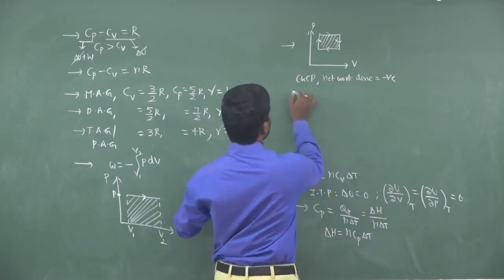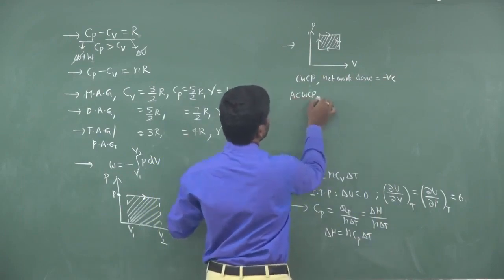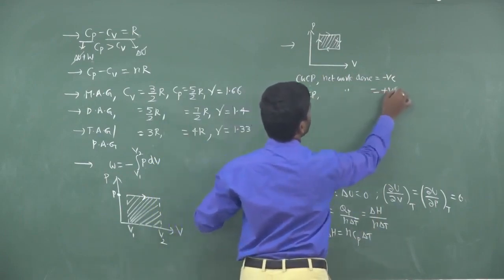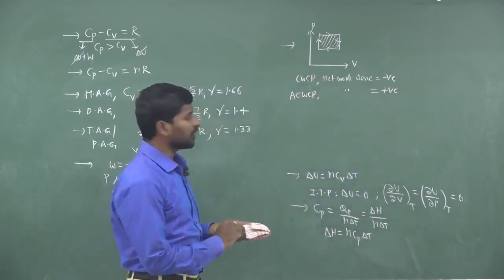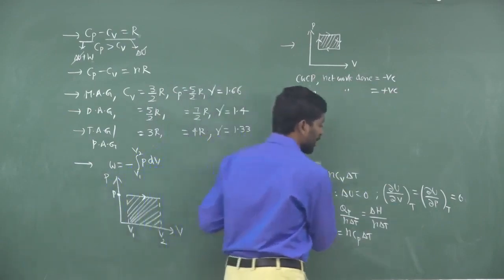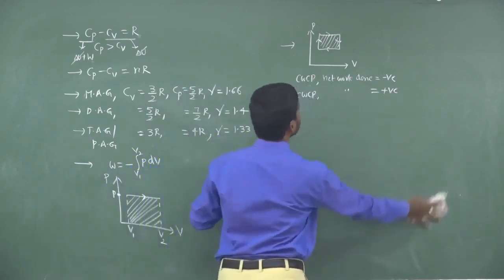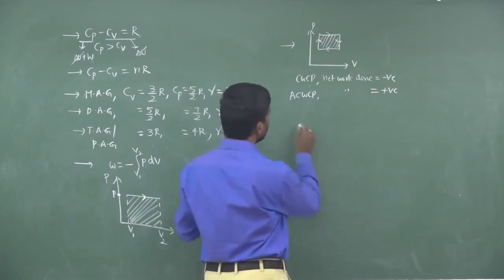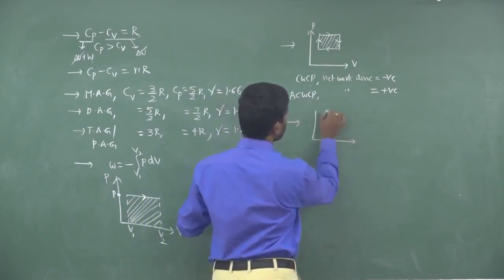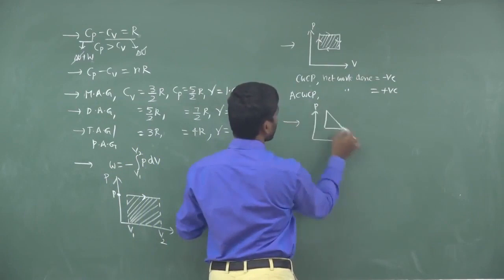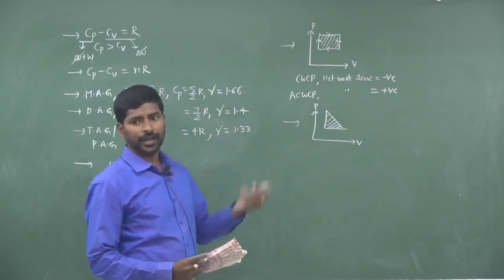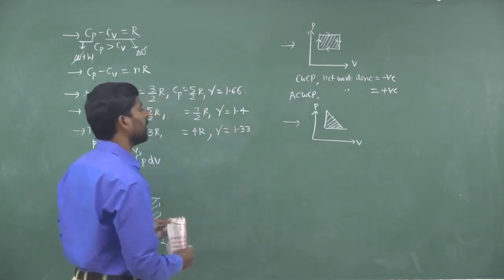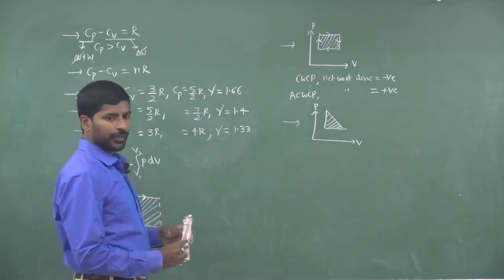If you take an anti-clockwise cyclic process, net work done is positive. That means we will get work done on the system only. If you take any cyclic process, for example here we are getting the area of a triangle, what is the net work done during this process? Net work done during this process is nothing but the area of the triangle, half into base into height. That gives the work done during that process.